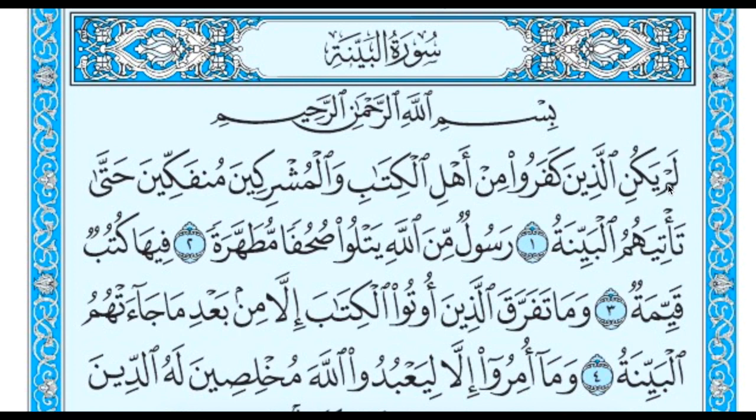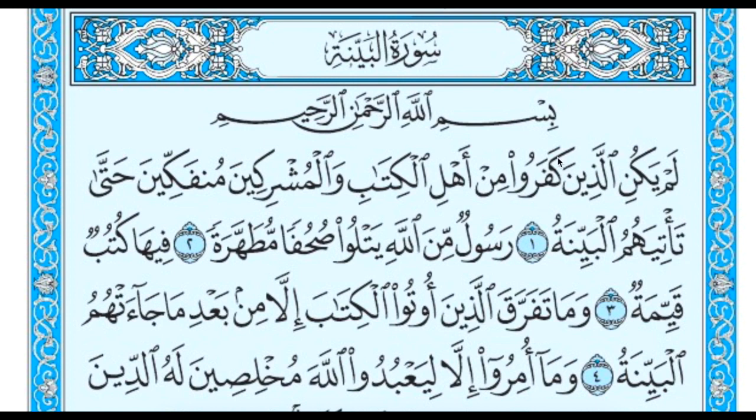Lam. Lam is a word of negation, and it always follows a present tense verb, and it negates it. Lam yakun. Yakun is from the root to be, yakunu. Lam yakun. And this word here is alladhina. Alif, this is a wasla, so that you would pronounce it lam yakun alladhina. Alif, lam, dhal, ya, noon. Alladhina: those who. This is a very popular word in the Quran.